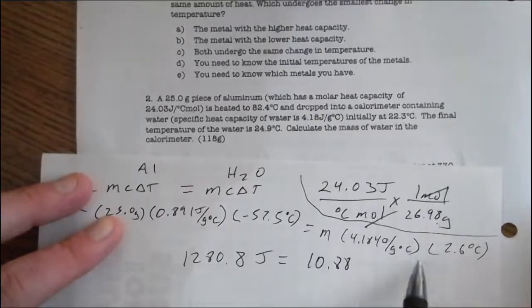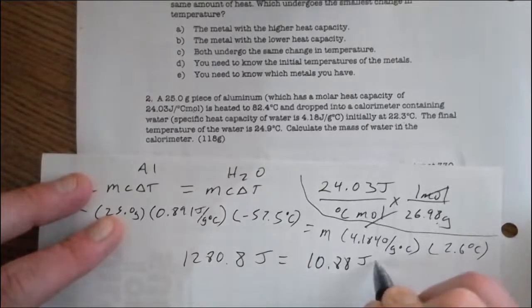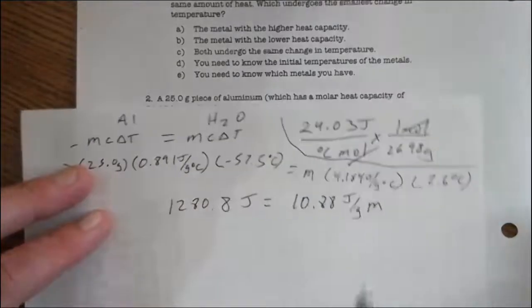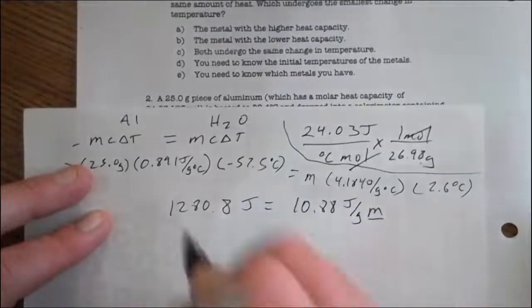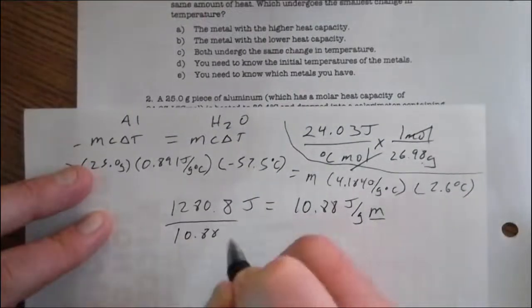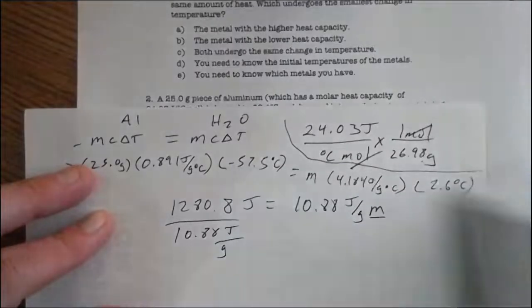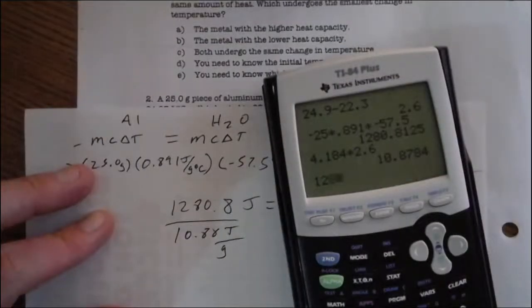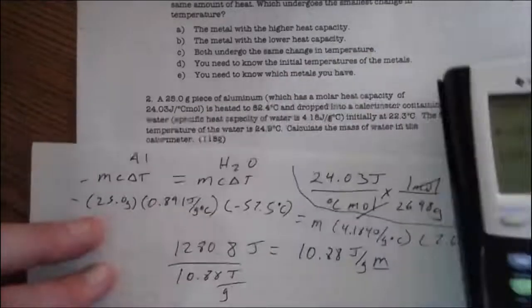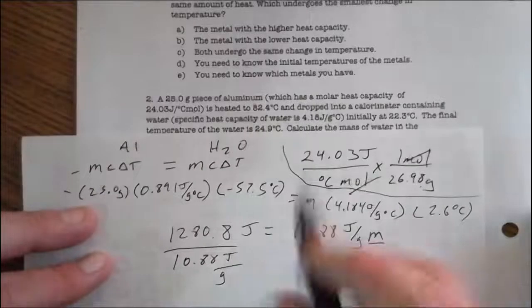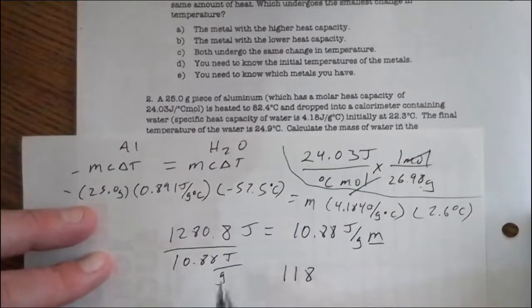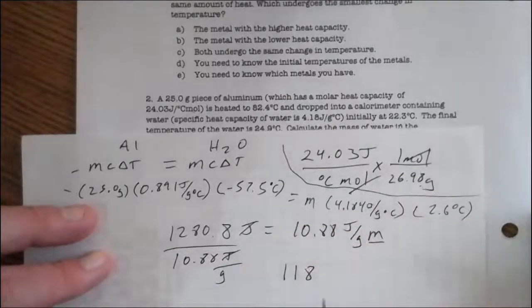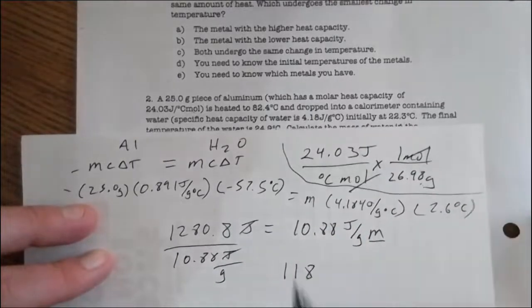10.88. What's going to happen to degrees Celsius? We're going to get joules per gram, M. Right? So if we want to find M, what do we do? We divide both sides by 10.88 joules per gram. So 1280.8 divided by the answer, we get 117.7. Three significant digits gives us 118. What happens to joules here? We end up with 1 over gram. What's the inverse of 1 over gram? Gram.